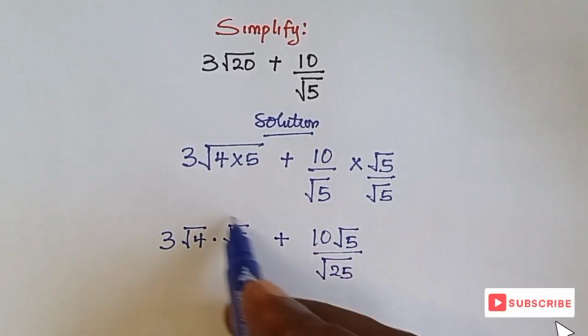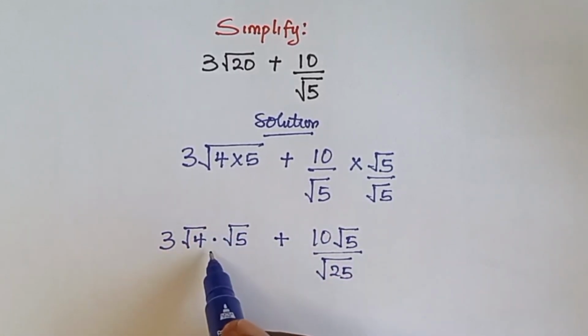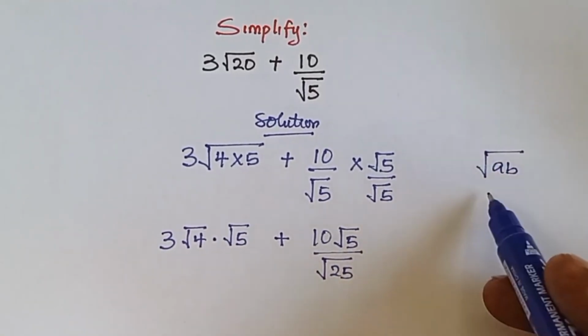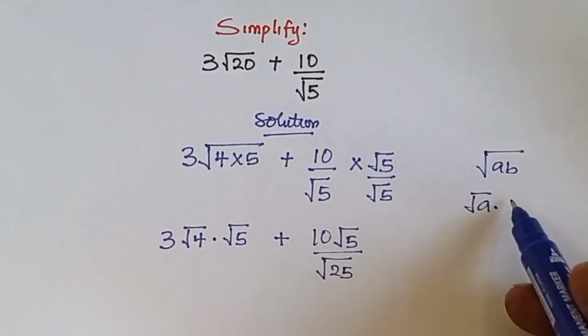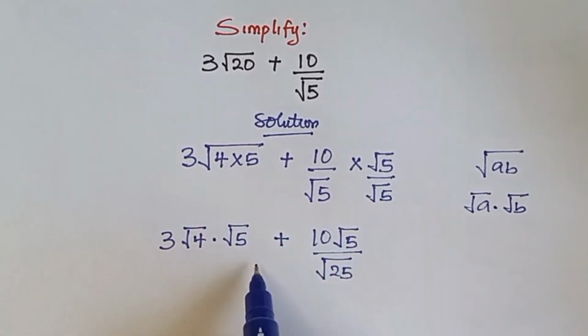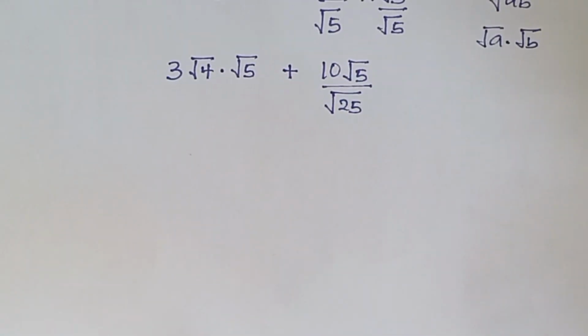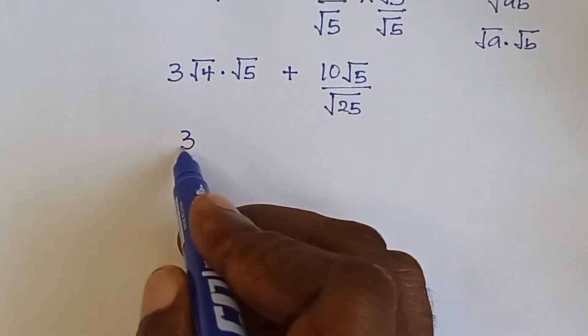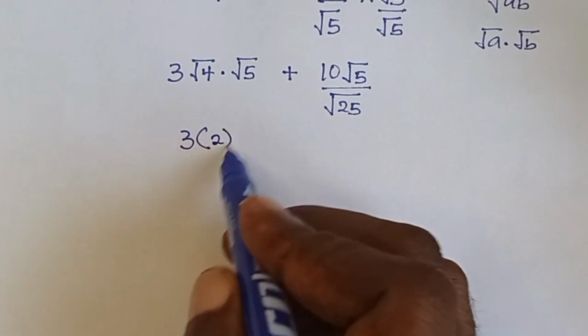Right, so one of the laws of surds says that if we have the square root of AB, it is the same thing as the square root of A multiplied by the square root of B. And that is what I have applied here. Moving on, we can find the square root of 4 to be 2. So we have 3 multiplied by the square root of 4, which is 2.